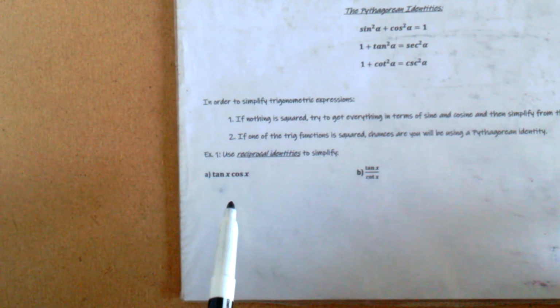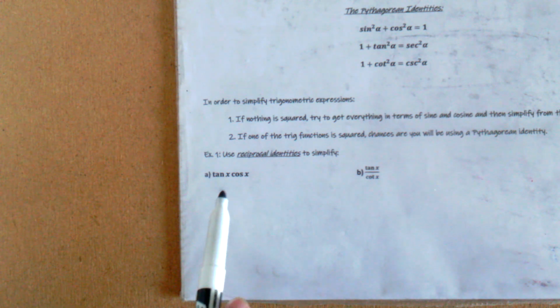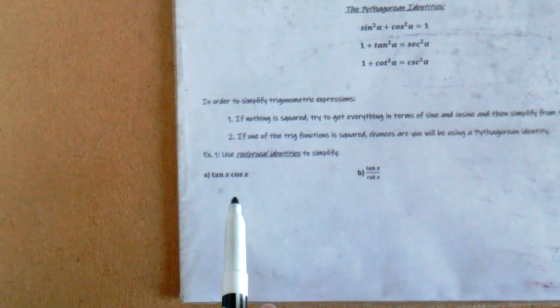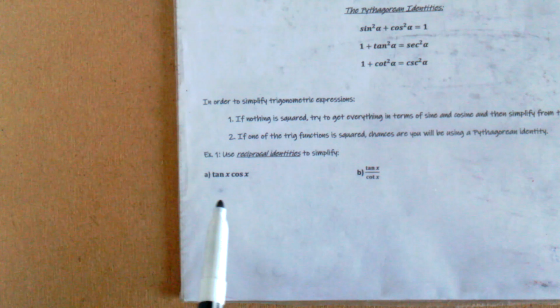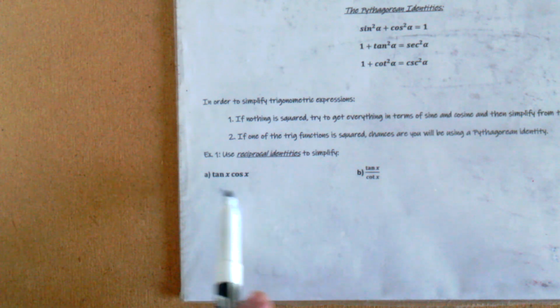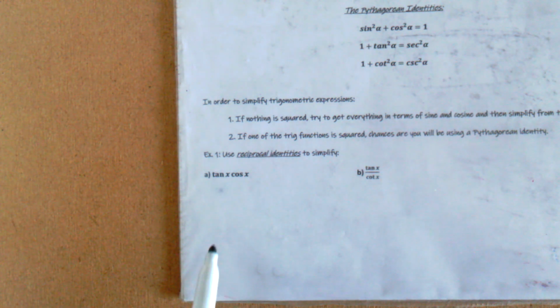So the problem is asking us to use these reciprocal identities in order to simplify the problem as much as possible. Generally, when it's asking us to simplify, that usually means we don't want to have fractions in our answer, and it also means we want to have as few terms as possible. So let's see what we can do.